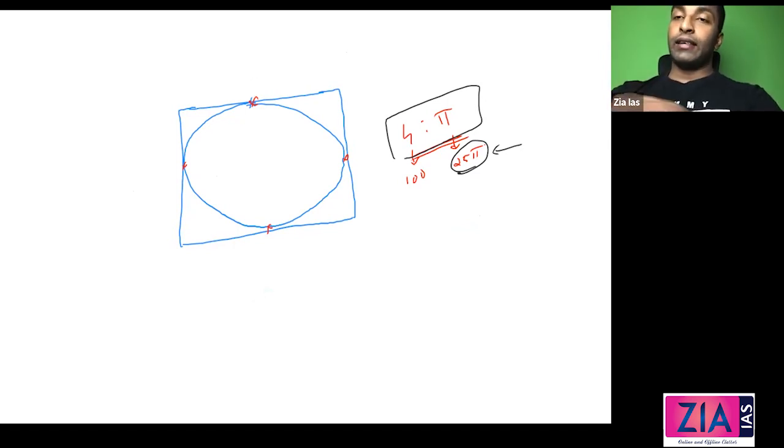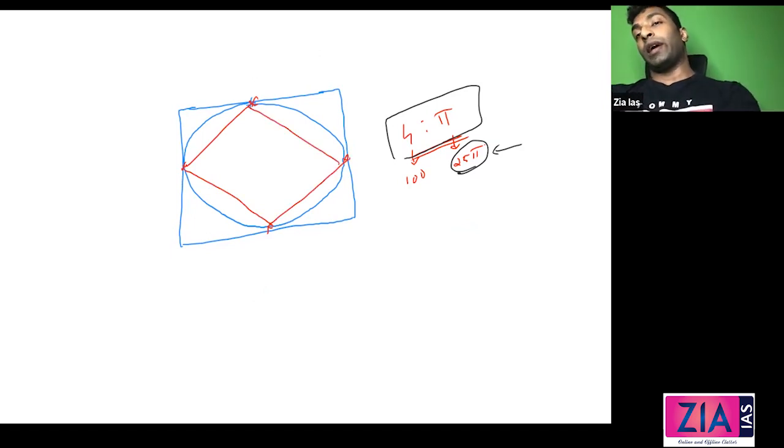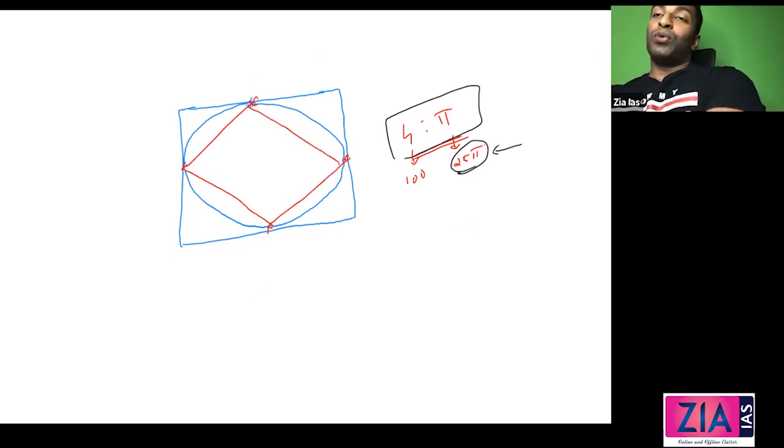Okay, now one more case. I'm extending it further. I'm joining the midpoints and I'm making a square. Now, if this is 4, the outside square is 4. What is the area of the inside square?